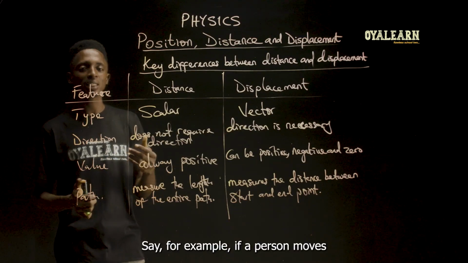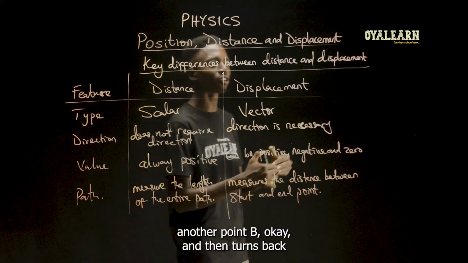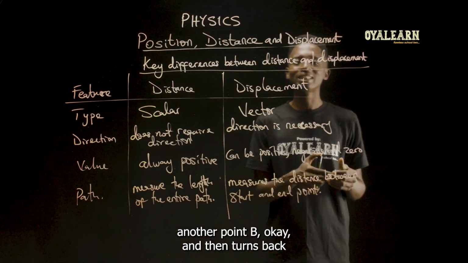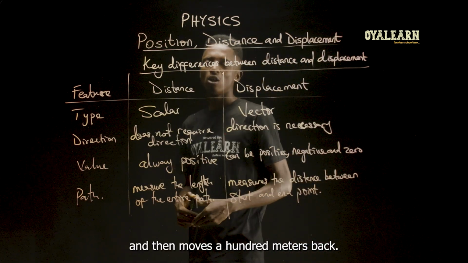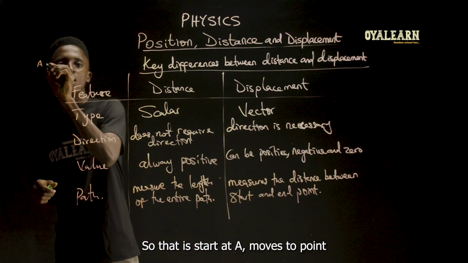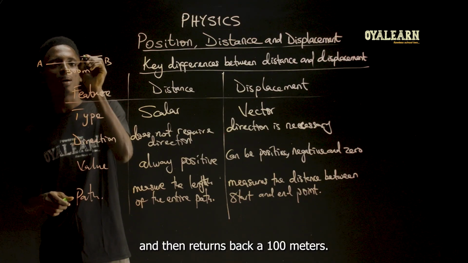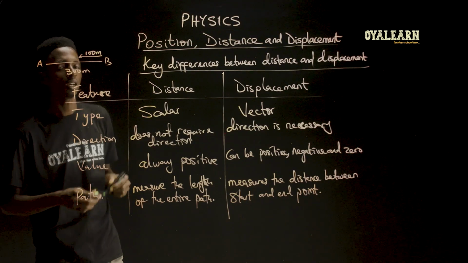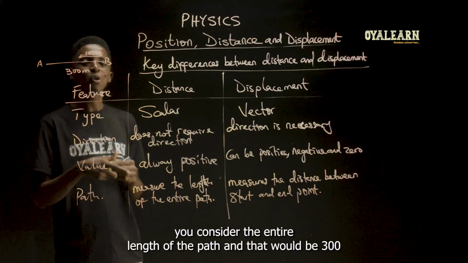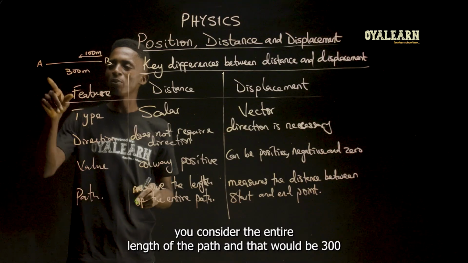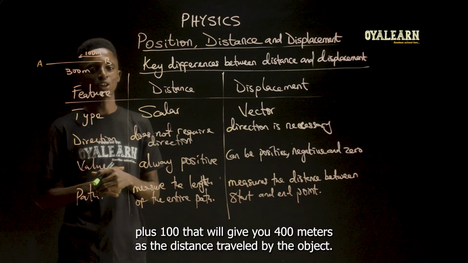Say for example, if a person moves 300 meters from a point A to another point B, okay, and then turns back and then moves 100 meters back. So that is, start at A, moves to point B, which is a total length of 300 meters, and then returns back 100 meters. Okay, now if you are to measure the distance traveled by this object, you will consider the entire length of the path, and that will be 300 plus 100. That will give you 400 meters as the distance traveled by the object.